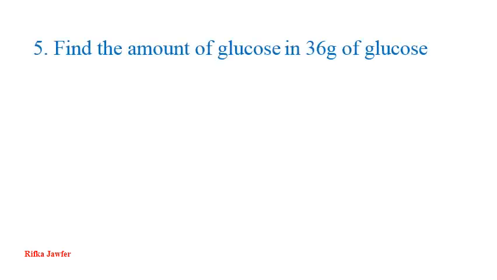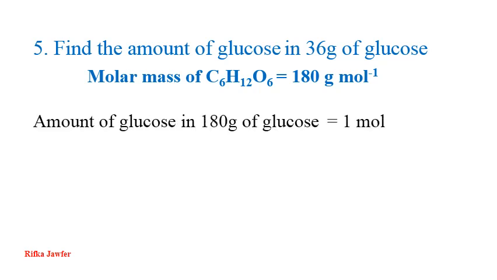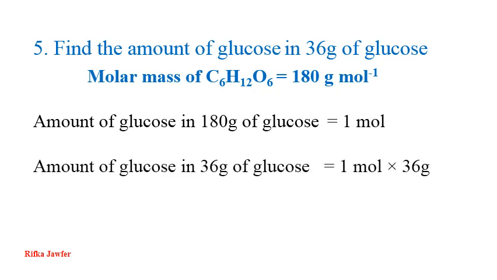Question number 5. Find the amount of glucose in 36 grams of glucose. It is given that the molar mass of glucose is 180 grams per mole. Remember that amount means you have to give your answer in moles. Amount of glucose in 180 grams of glucose is 1 mole. So, the amount of glucose in 36 grams of glucose is 1 mole × 36 grams divided by 180 grams, which is equal to 0.2 moles.